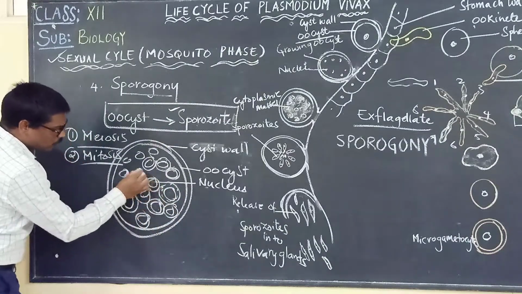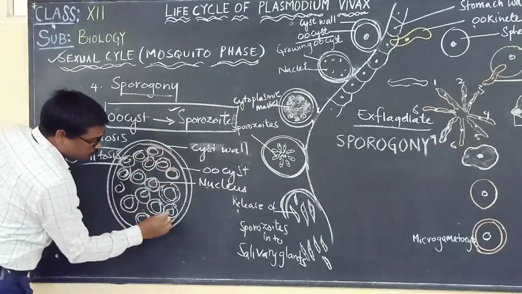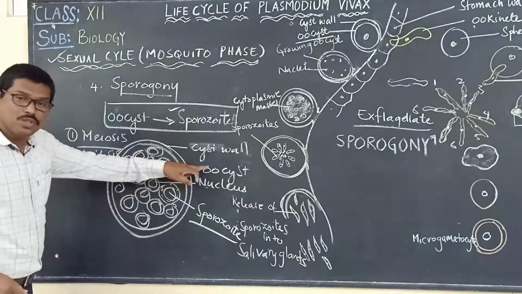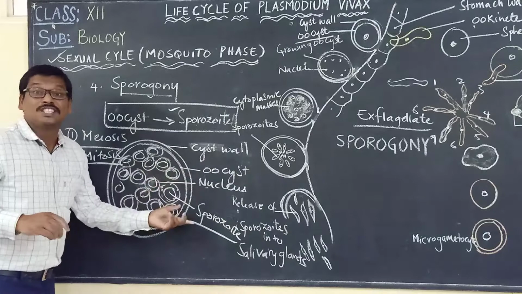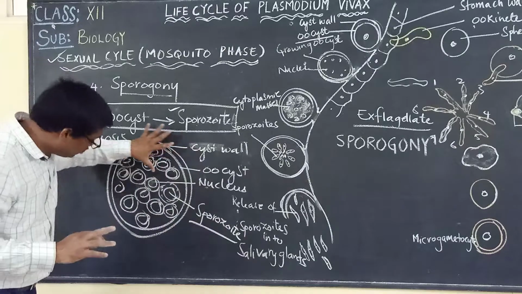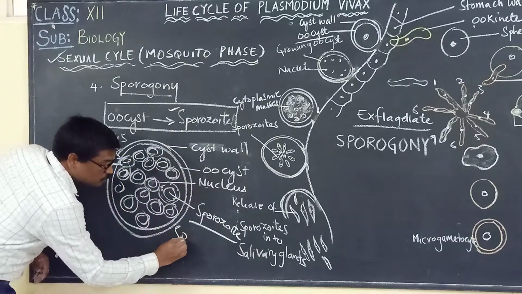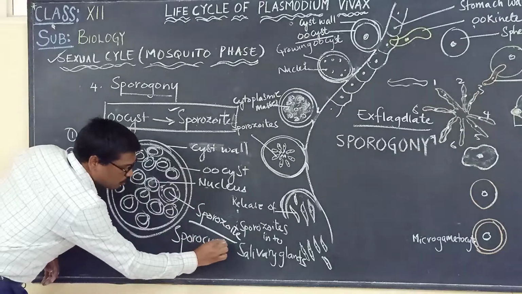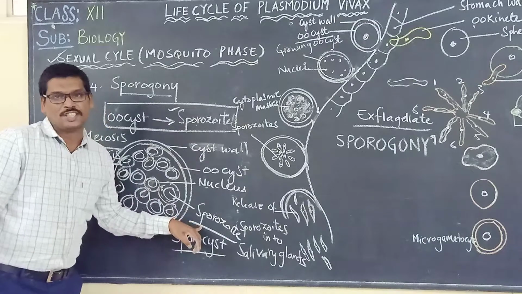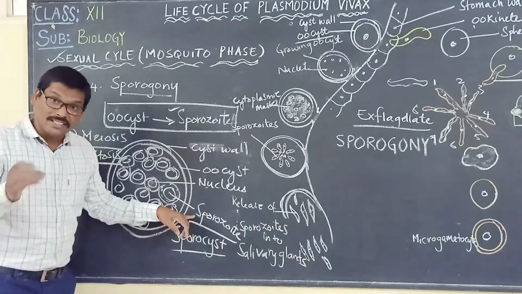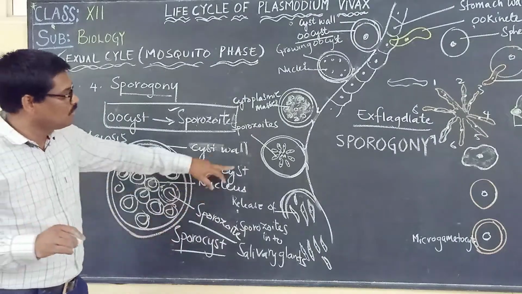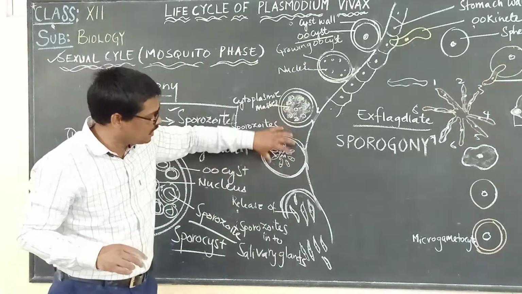There are many of these. Each one is called a sporozoid. So now the oocyst is completely filled with sporozoids. When an oocyst is completely filled with sporozoids, this structure can be called a sporocyst. So what do you mean by sporocyst? An oocyst consisting of many sporozoids is called a sporocyst.